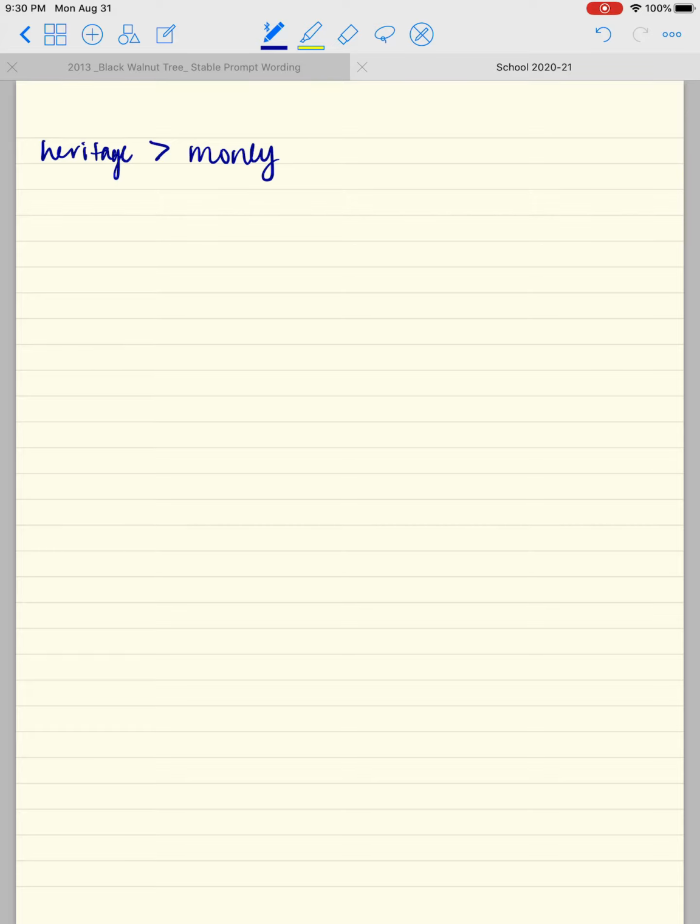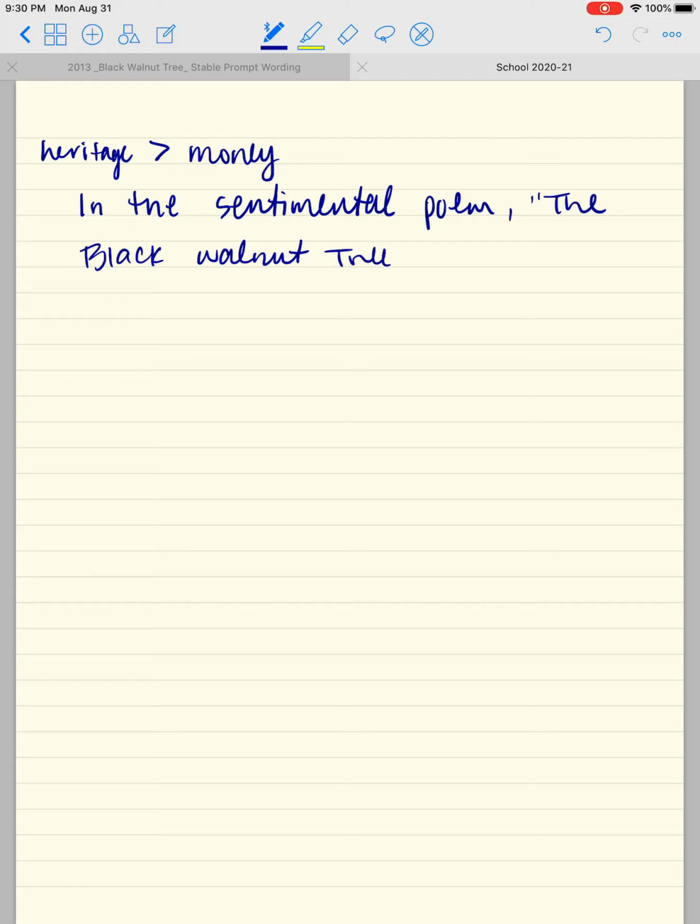as far as the relationship between the tree and the family, I need to point out something along the lines of how the tree is kind of a symbolic member of the family. So I'm going to say, in the sentimental poem, The Black Walnut Tree, by Mary Oliver, that covers my tone word, the genre, the title, and the author.